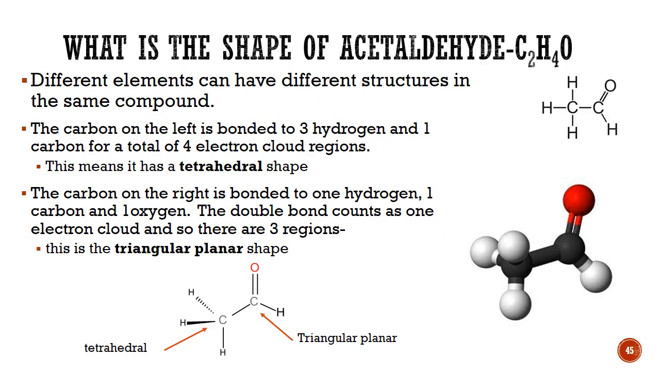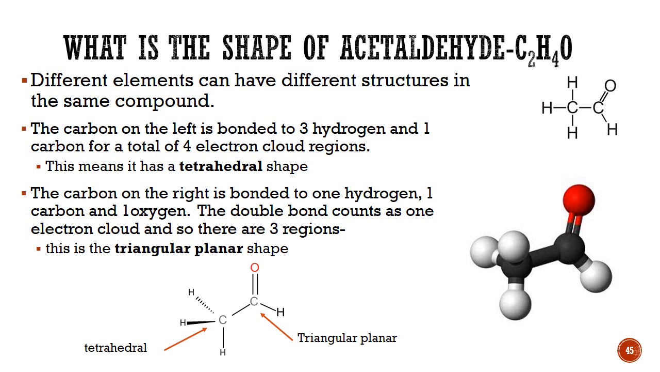All right, and this is very similar to the one I did before. What's the shape of acetaldehyde, which is that Lewis structure on the right, top right? Well, again, the carbon on the left has 4 bonds. It's bonded to 3 hydrogen and one carbon. So that's 4 regions, which is tetrahedral. So the carbon on the left is tetrahedral. The carbon on the right is triangular planar. And that is because it's bonded to 3 things.